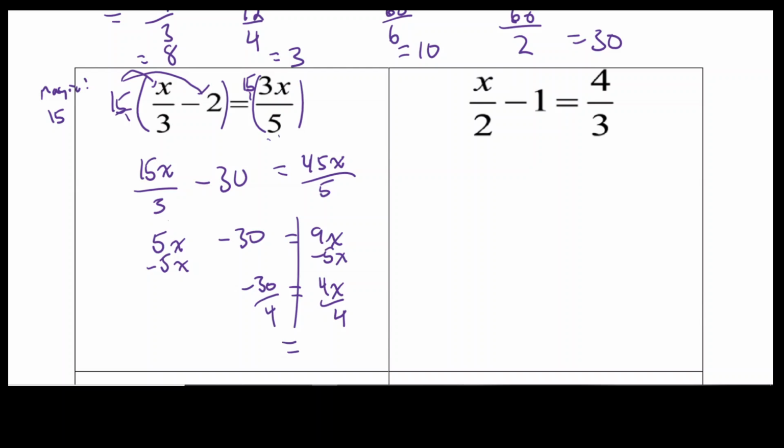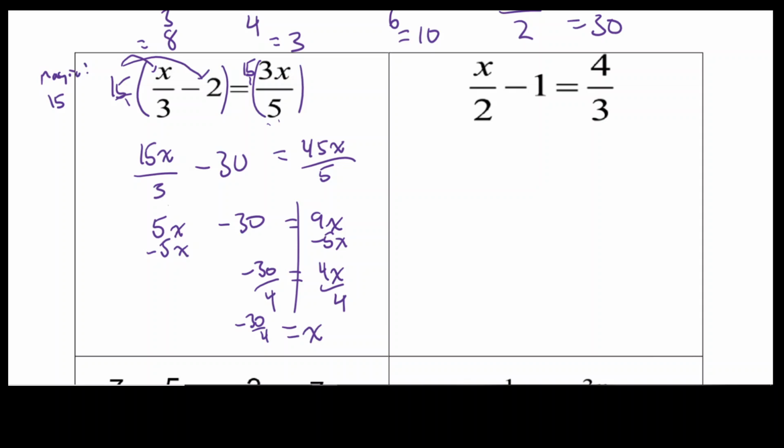Divide by the number in front of x. I get x equals negative 30 over 4. You can totally leave the answer like that. It's not a whole number, so you can leave it as a fraction. Kind of makes sense. There's fractions in the question. We can have a fraction as our answer. We're done there. You can reduce that to 15 over 2 if you want, but you don't have to.